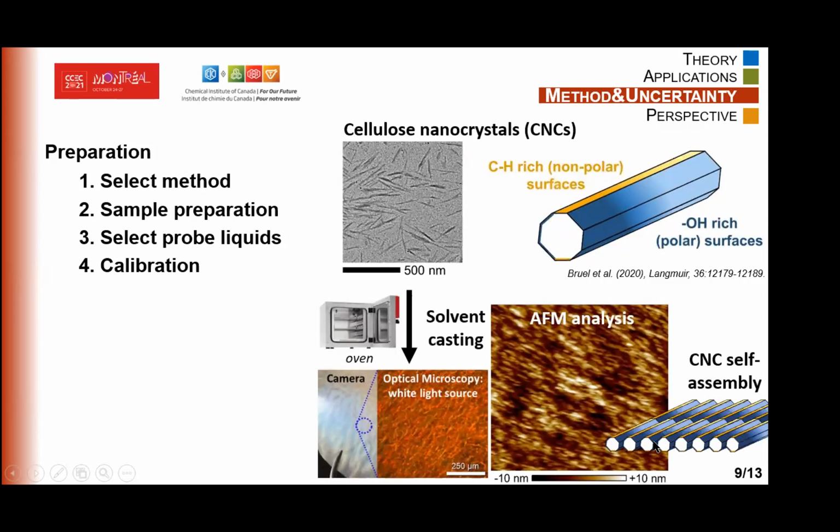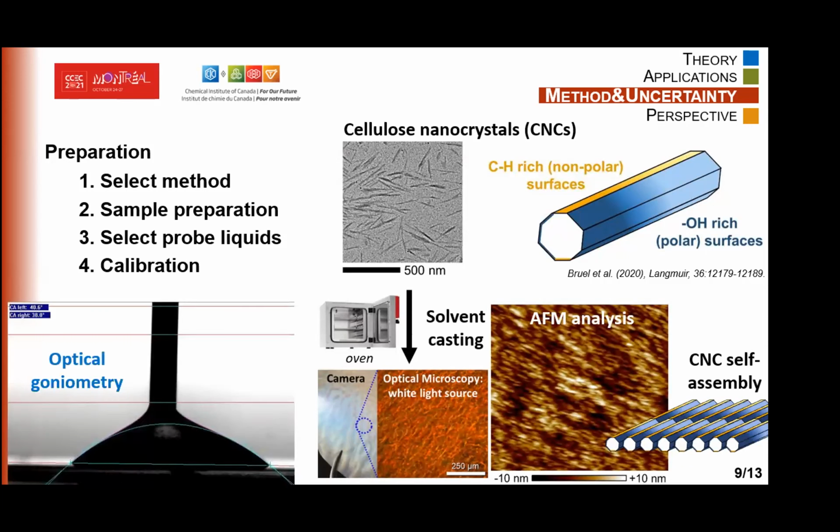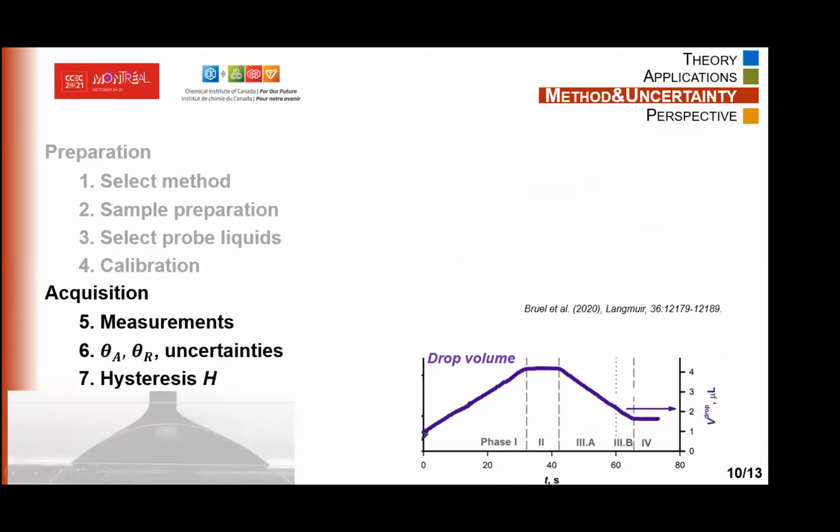meaning that optical goniometry is a good choice in my case. For the probe liquid, I have to choose a solvent that will not redisperse my particles. So water, used for solvent casting for instance, is not a good option in my case. So I choose ethylene glycol or diiodomethane. And then finally, you will have to take different calibration steps, like the angle of the camera, whether there is reflection, and so on. You can find this step in the article.